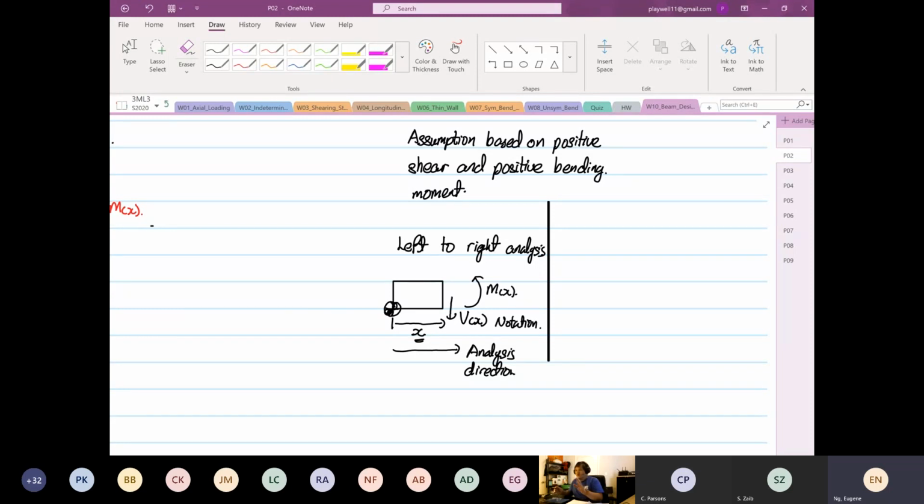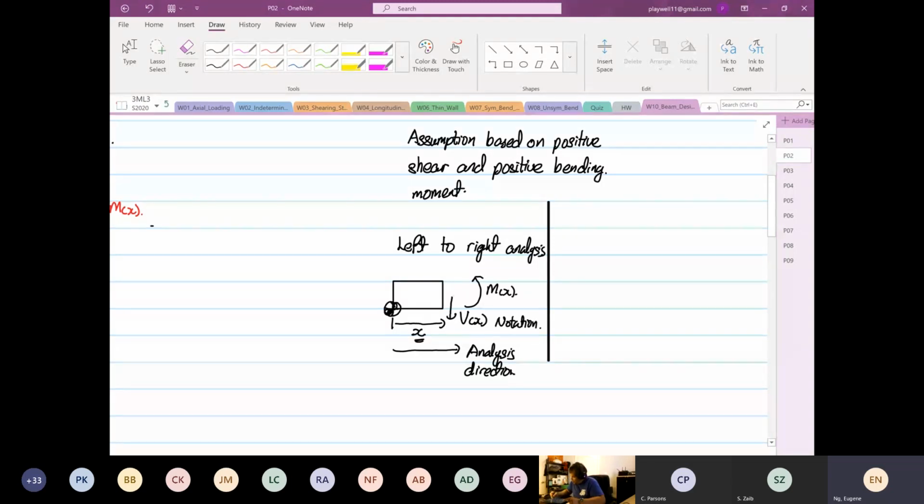That's it. It's like in our numbers, we start from 0, right? Positive is going towards the right-hand side, negative is going towards the left-hand side. Same case for this, okay? And when you do your analysis on a beam, the datum does not change. The 0 point is still the 0 point. If we analyze from left to right, based on positive shear, positive bending moment notation, the shear force will be coming down and the bending moment will be going anti-clockwise.